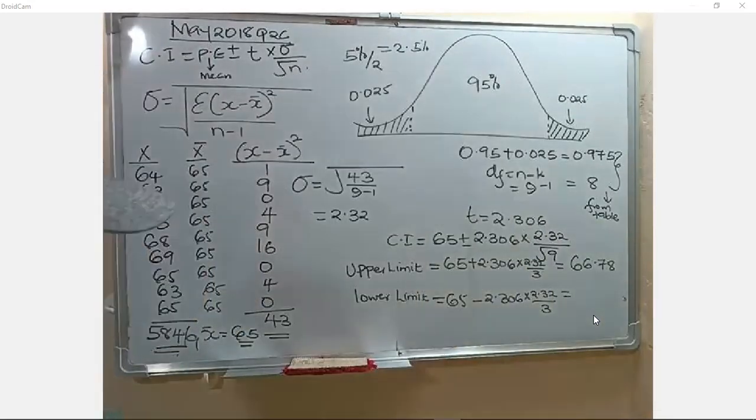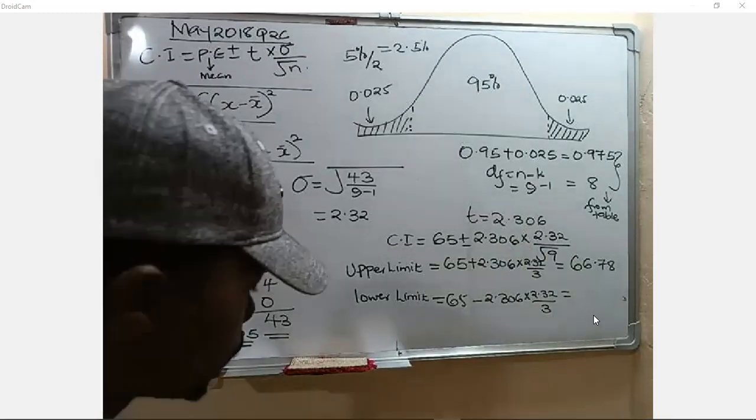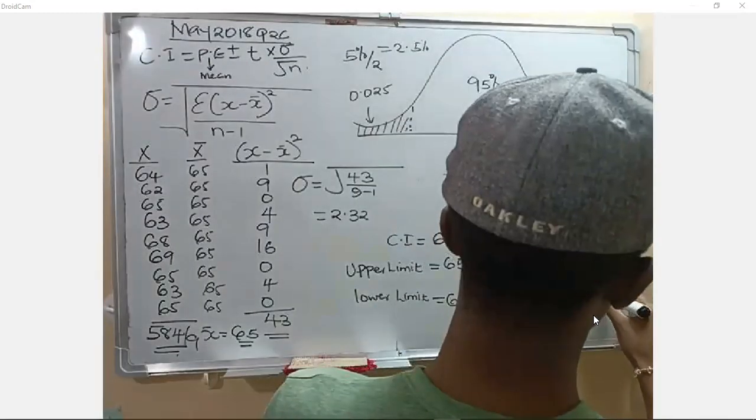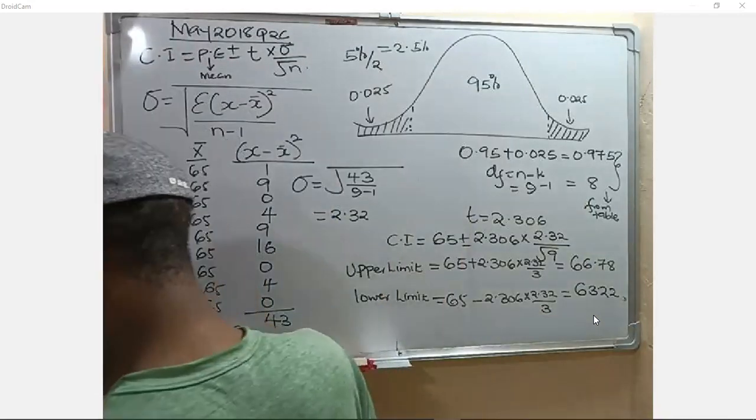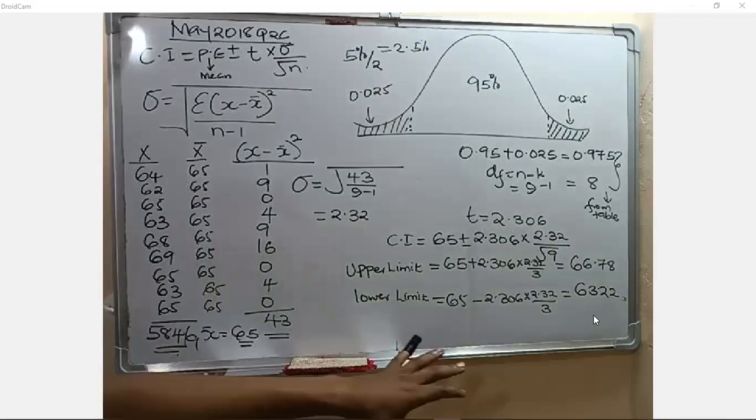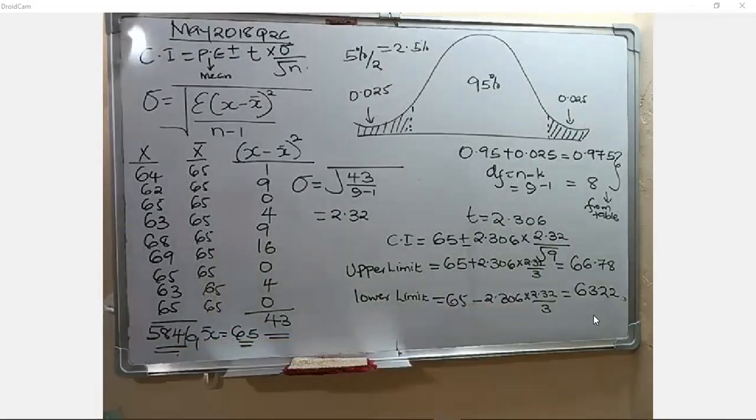Then let us look at the lower limit. 2.32 divided by 3, we multiply by 2.306, then we take 65 minus my answer. I'm getting 63.22. That is how you get the upper and the lower limits. And the probability is done and dusted.